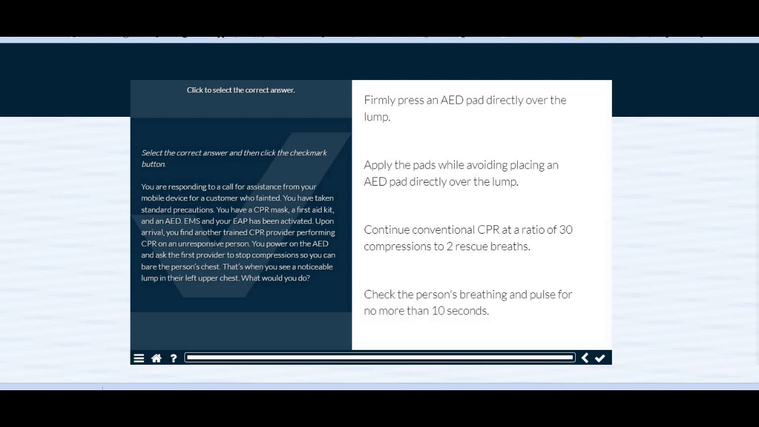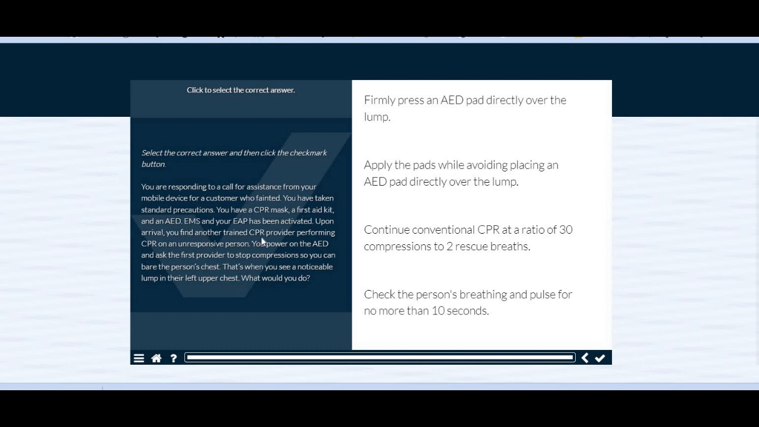Complete this review question to check your knowledge. You are responding to a call for assistance from your mobile device for a customer who fainted. You have taken standard precautions. You have a CPR mask, a first aid kit, and an AED. EMS and an EAP have been activated.